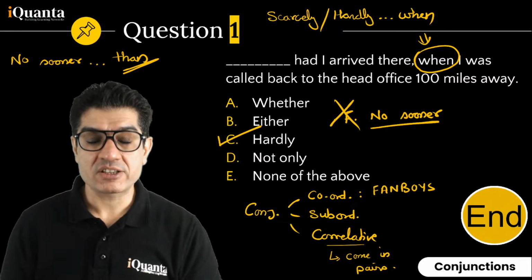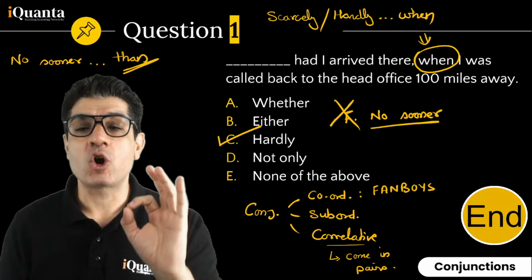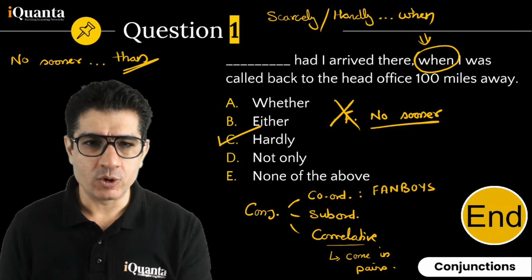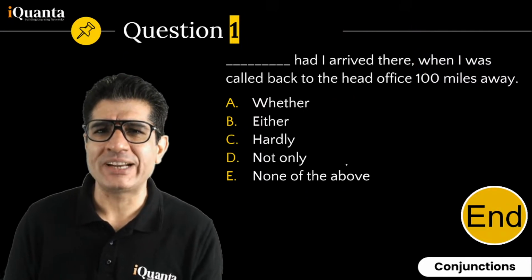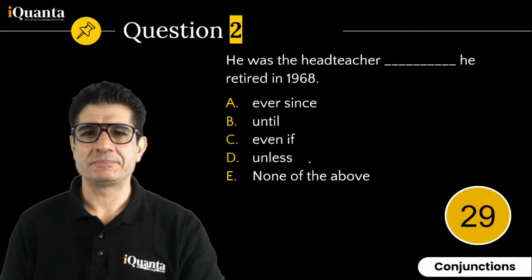हाँ, FANBOYS का फुल फॉर्म मैं बता देता हूं जल्दी जल्दी. For, and, nor, but, or, yet, so. ओके, अब वो थोड़ा जल्दी बताया, बाद में रिव्यू कर लेना. हाँ, 0.75x पे. And here is your second question. What's your take?